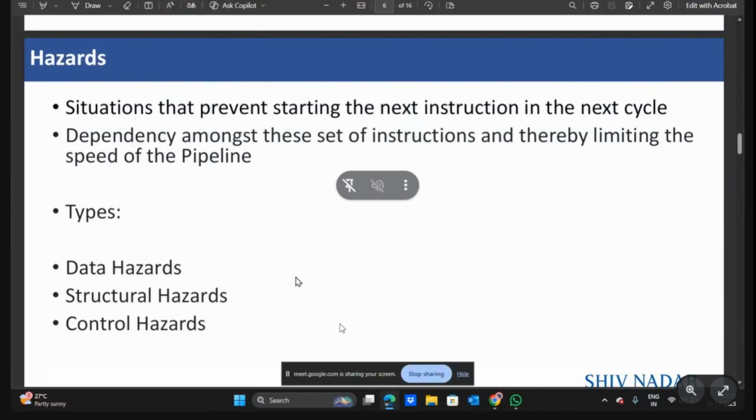Hazards are situations that prevent starting the next instruction. Each instruction has to follow a certain process, but when these hazards occur, they are unable to do so. These occur in three different types: data hazards, structural hazards, and control hazards.